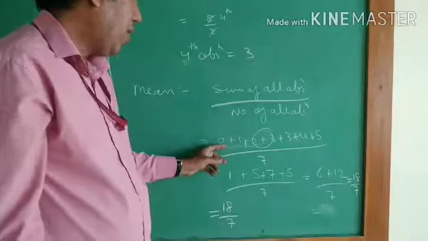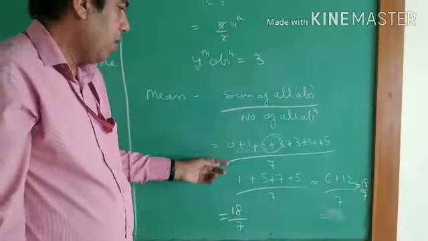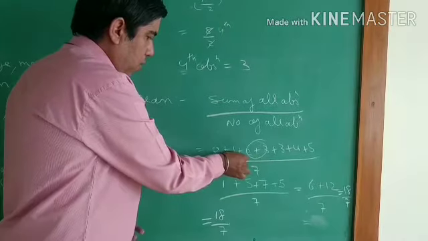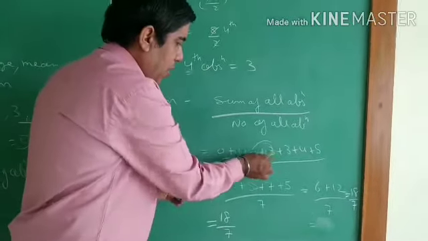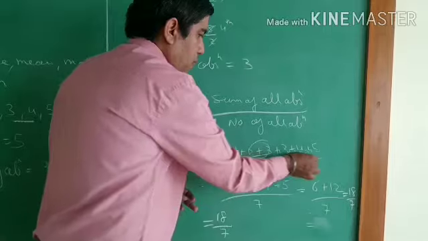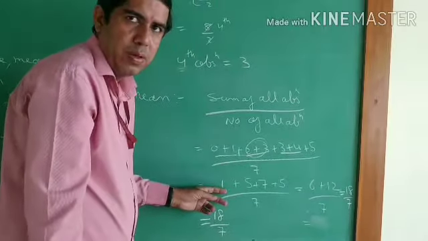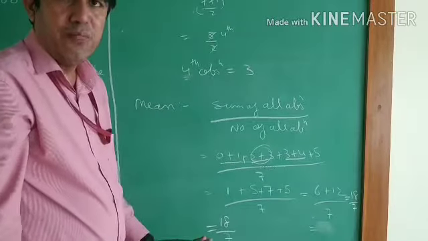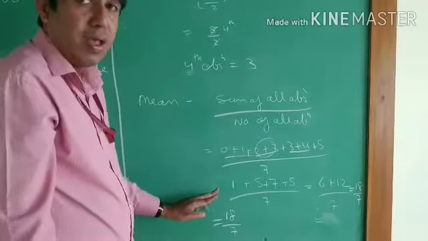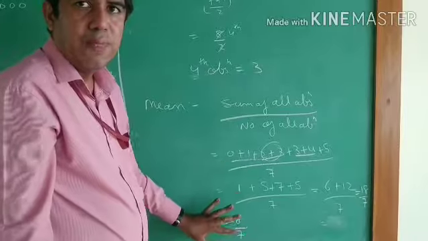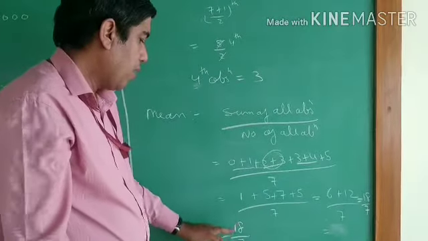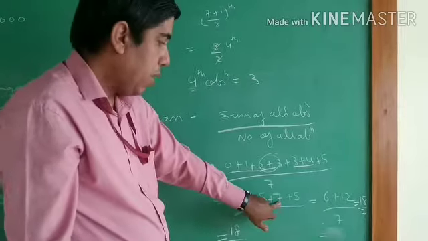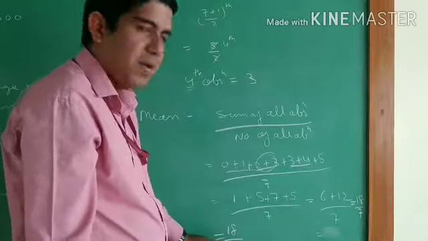You can see here I have done it step by step. I have added these two: 0 plus 1 is 1, 2 plus 3 is 5, and 3 plus 4 is 7. I have added two numbers at a time. See, I am not going fast. So better do it step by step if you have a doubt, because if you do all steps together, chances of mistakes will happen. So you can see 1 plus 5 is 6, 6 plus 7 is 13, 13 plus 5 is 18. The answer is 18 by 7.